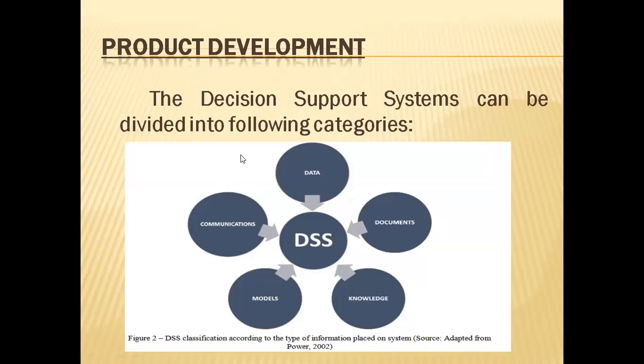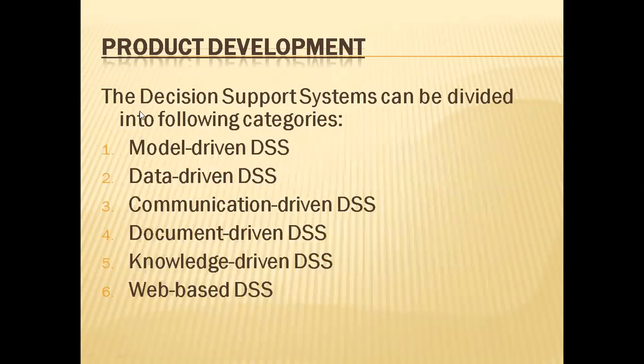Generally, decision support systems are of different types. They are all classified based on data, documents, communications, models, and knowledge. There are 5 different DSS which were discussed to you, including the web-based, which is the latest. These are all categorized based on the input.